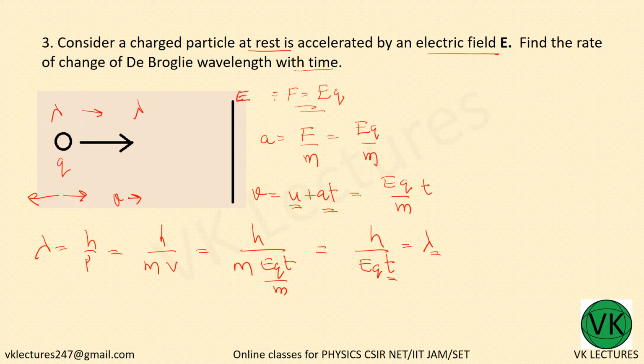But this is not the question. The question is what is the rate of change of de Broglie wavelength with respect to time. So d lambda divided by dt. This is the question: the rate of change of lambda with respect to time.